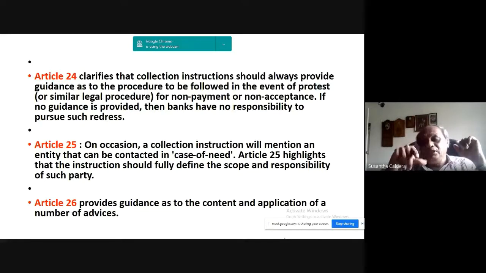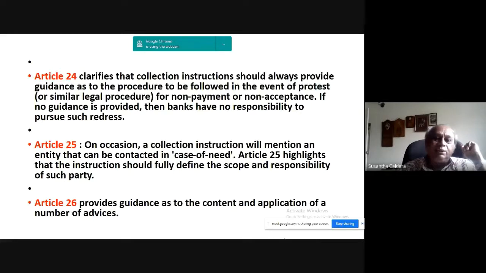Right? Because noting and protesting is a lengthy legal procedure and expensive. So that's why we are trying to avoid that. We don't want to get unnecessarily dragged into these unnecessary things.